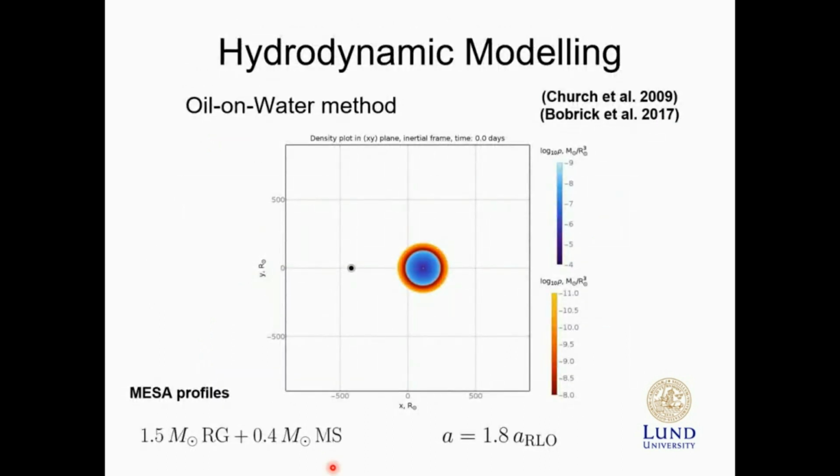Basically what we have done is that we have tried to construct a model for L3 mass loss, which is really based on as minimal a number of assumptions as possible. And here in the picture you see a simulation with our oil-on-water code, which was developed by myself, Ross Church, and Melvyn Davies, and this code is used for modeling the flows of mass transfer which are sufficiently mild.